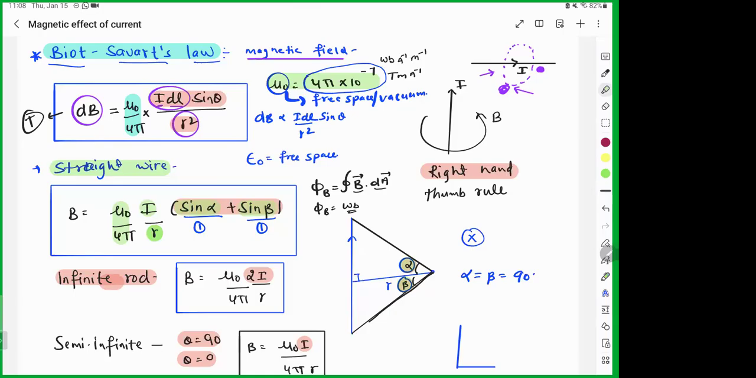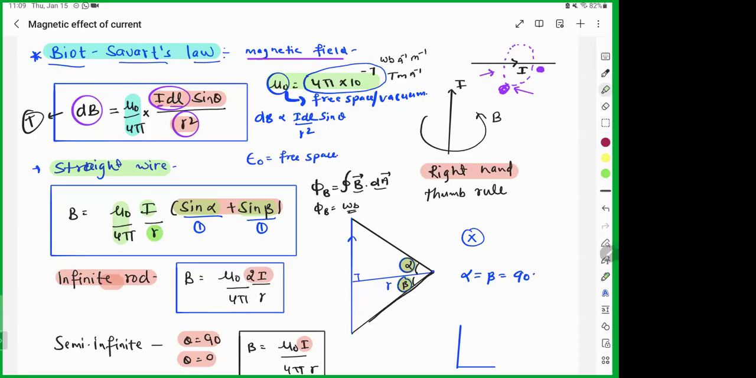Ask your doubt. Any doubt, guys? μ0 upon 4π I. Instead of dl, you are taking the dimension of r, meter, length. So r will be cancelled, and in the denominator you have only a single r. And if different angles, you have sine alpha plus sine beta.